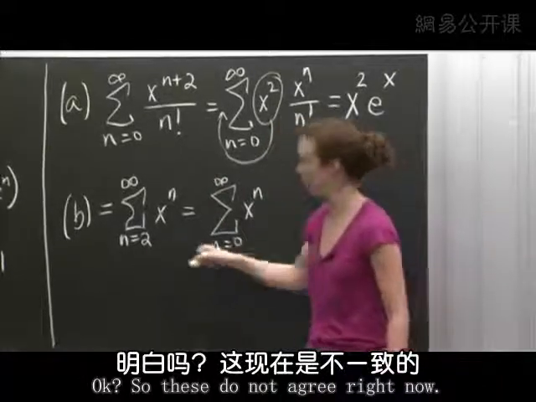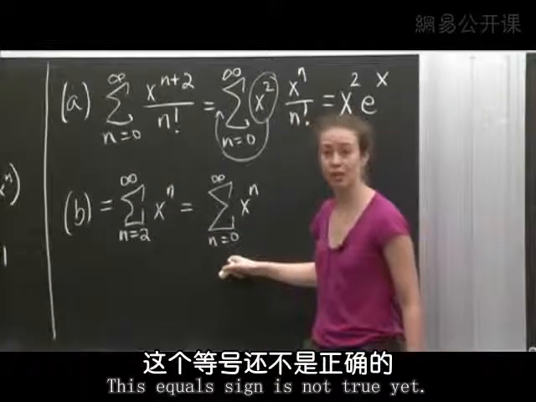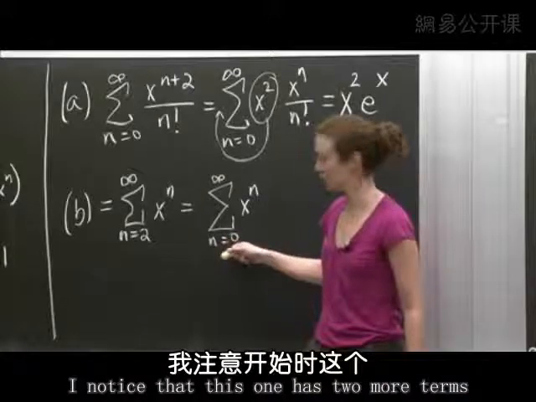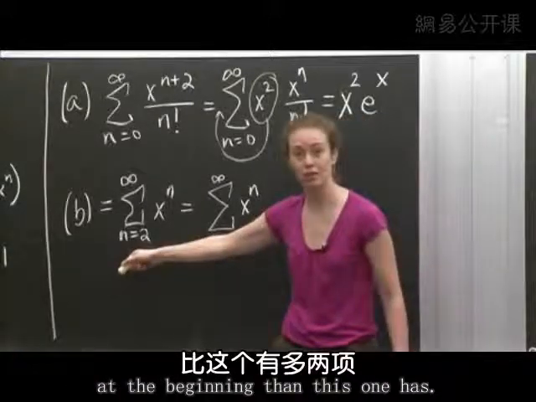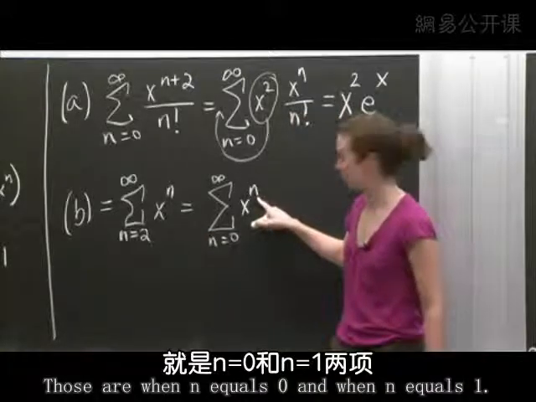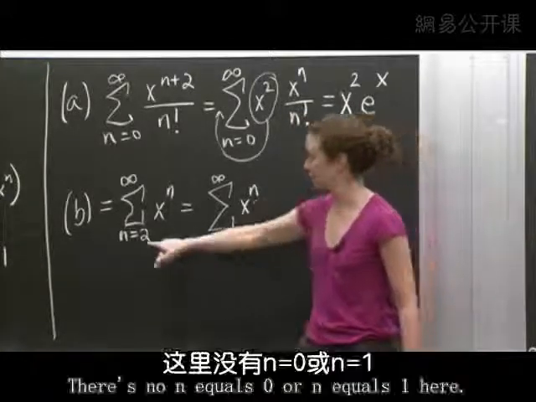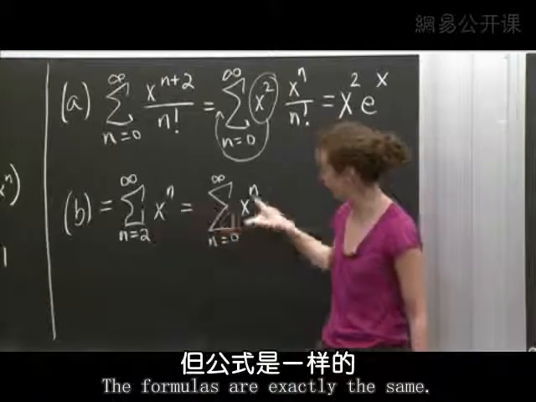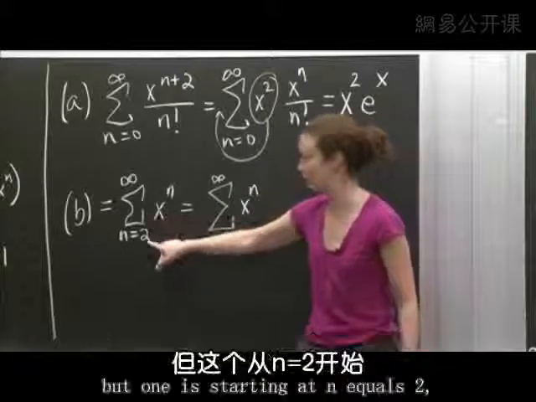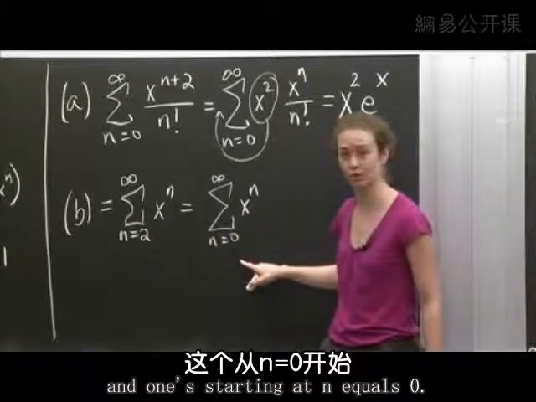Okay, so these do not agree right now. This equal sign is not true yet. But what do I notice? I notice this one has 2 more terms at the beginning than this one has. What are those terms? Those are when n equals 0 and when n equals 1, right? There's no n equals 0 or n equals 1 here. The formulas are exactly the same, right? x to the n, x to the n, they both go to infinity, but one's starting at n equals 2 and one's starting at n equals 0.